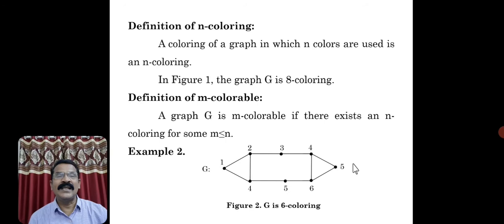So though it is 8 coloring, it is 6 colorable, where 6 is less than 8. So what you can say, a graph G is m colorable if there exists an n coloring for some m less than or equal to n. So it is a 6 colorable graph. Though it is 8 coloring, it is 6 colorable. Okay. So this is how we have given a clear picture about m colorable graph.